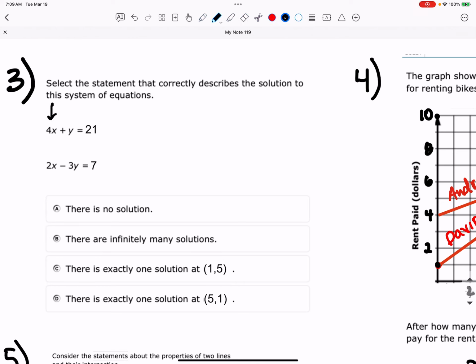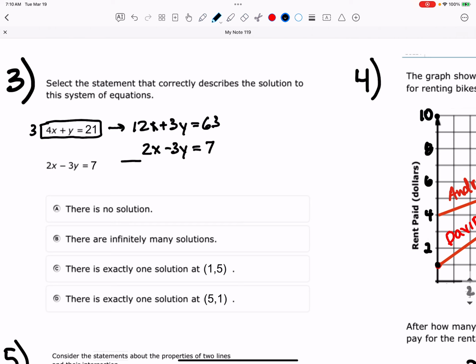We have a column of x's, a column of y's, a column of numbers. We need one of them to cancel each other out. And I see -3 versus +1. So if I just made this top guy 3 times bigger, everybody in him 3 times bigger, I think they would cancel out. So I could rewrite that top equation and make everything 3 times as big. 12 x's plus 3 y's equals 63. And I've got 2 x's minus 3 y's equals 7. The bottom guy I left the same.